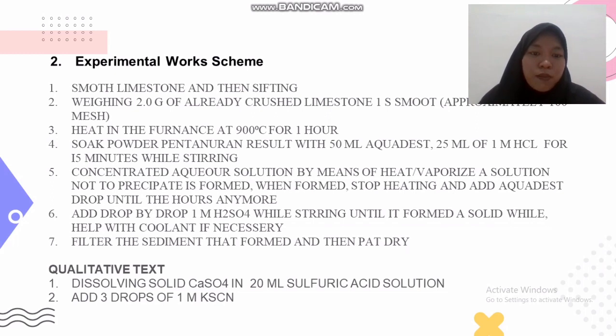When a precipitate forms, stop heating and add aqueous drop by drop, then add 1 molar sulfuric acid drop by drop while stirring until a solid is formed, cooling with coolant if necessary. Filter the sediment that formed and then pat dry. For the qualitative test, dissolve the solid CaSO4 in 20 ml sulfuric acid solution and add 3 drops of 1 molar KSCN.